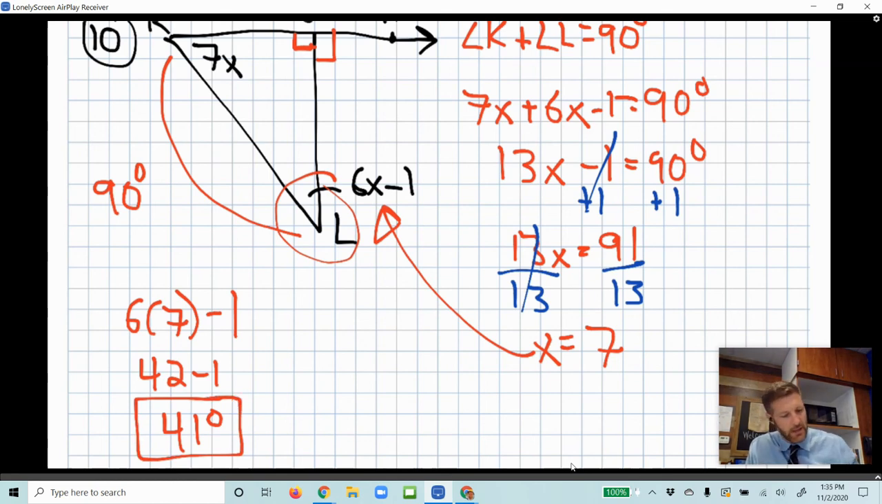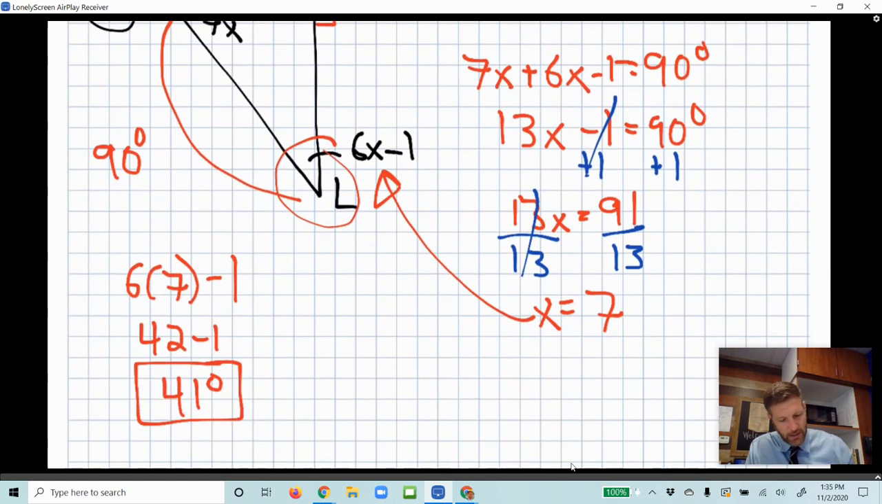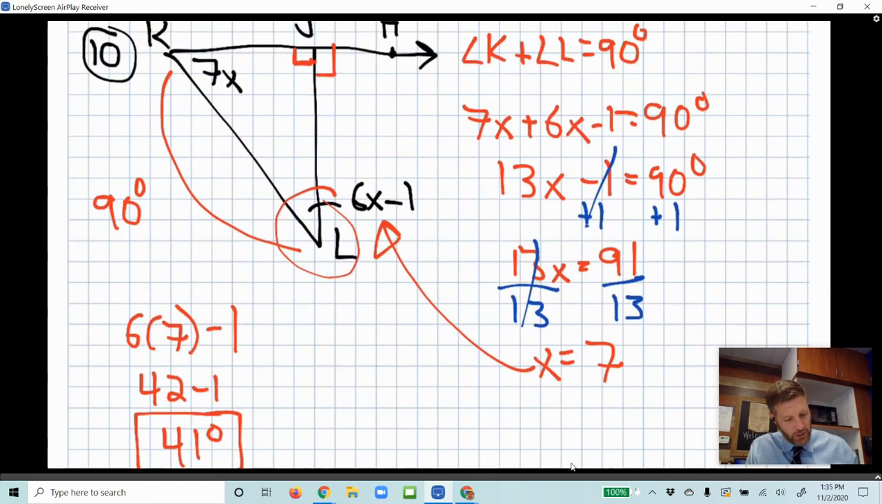So again, we used the right triangle corollary to know that K plus L has to equal 90. We plug in the expressions, we solve it algebraically, and in this case, we needed to plug x back in in order to find the actual angle measurement. And if we wanted to, we could very easily figure out what angle K is, because it would be 90 minus 41, okay, which I believe is 49.